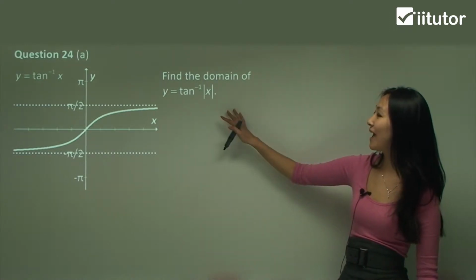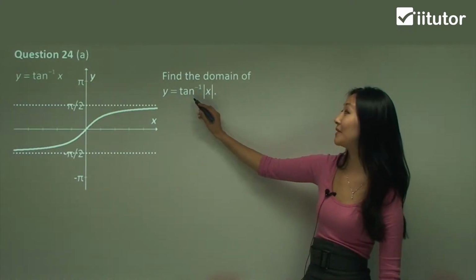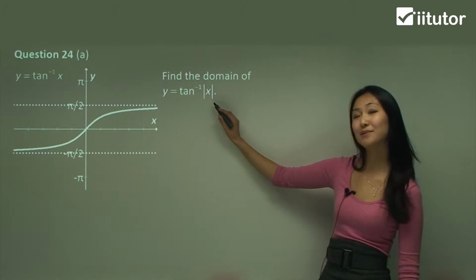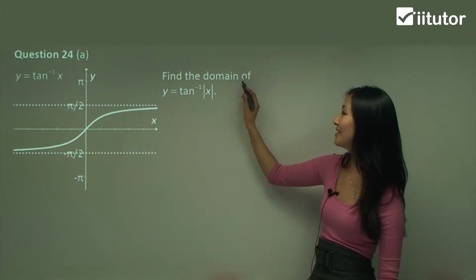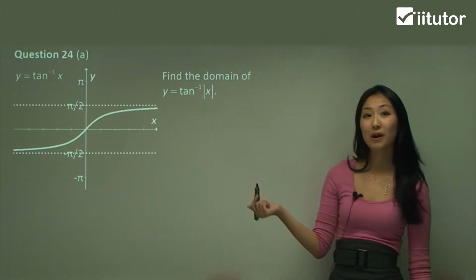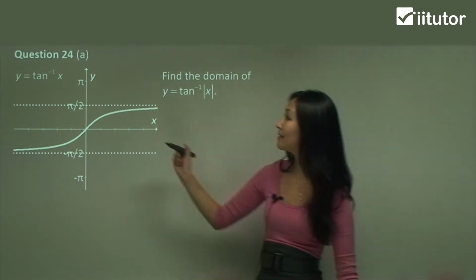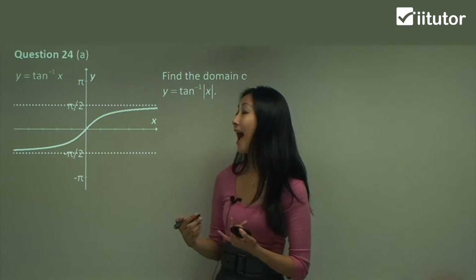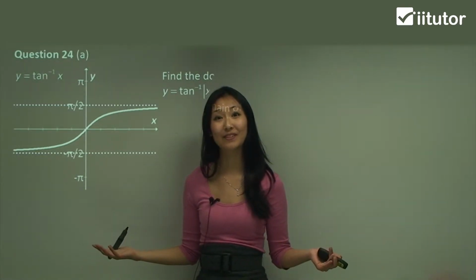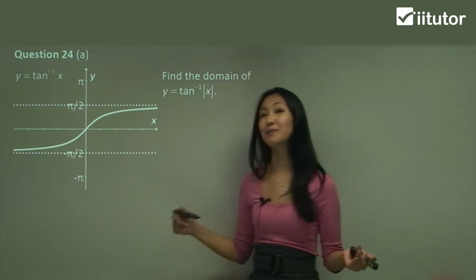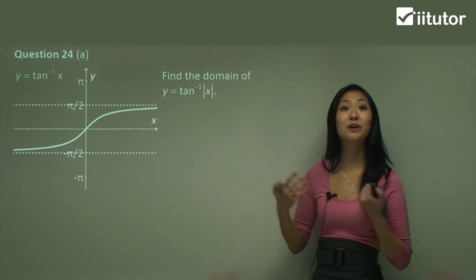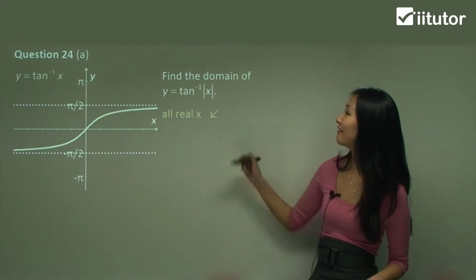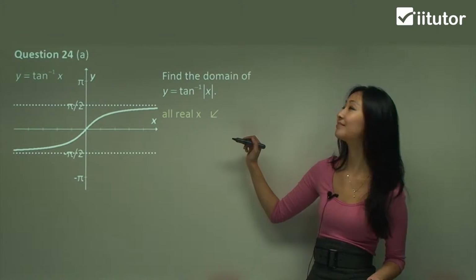Okay, so here we have our function of y equals inverse tangent of the absolute value of x. So let's find the domain. Well, what I want you to consider is that the domain for x is all real x, isn't it? So if we find the absolute value of that, it's still going to be all real x. So therefore the domain is all real x.